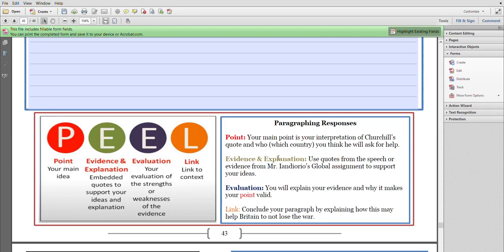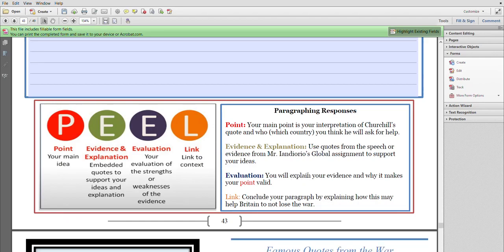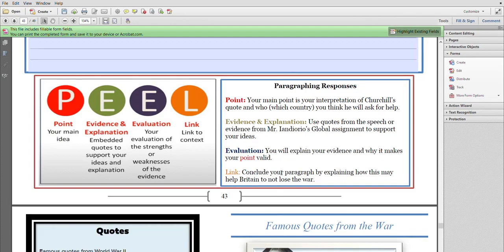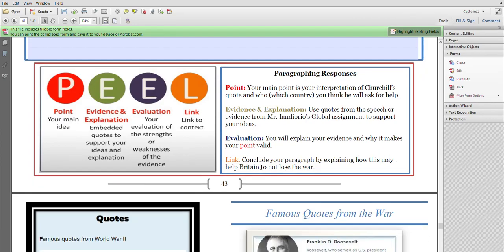Okay? Evidence and explanation: you're going to use quotes from the speech as evidence, or you can go into Mr. I's global assignment to support your ideas. I need to see evidence in here to give you full credit, okay? You can cite your page numbers. Evaluation: you will explain your evidence and why it makes your point valid. And link: conclude your paragraph by explaining how this may help Britain to not lose the war.